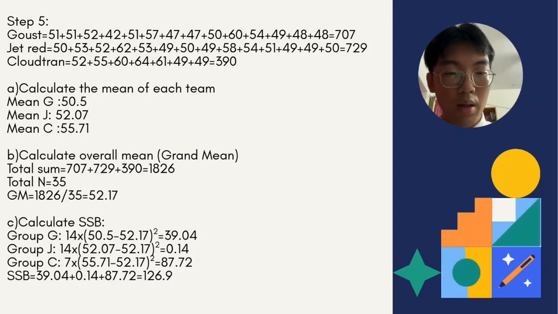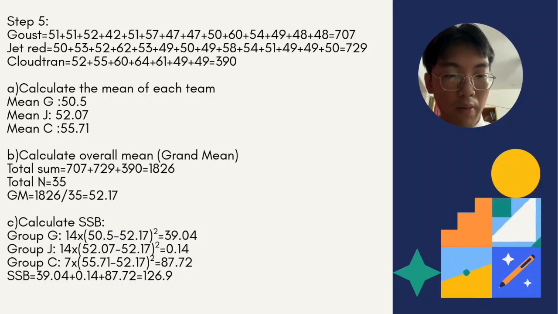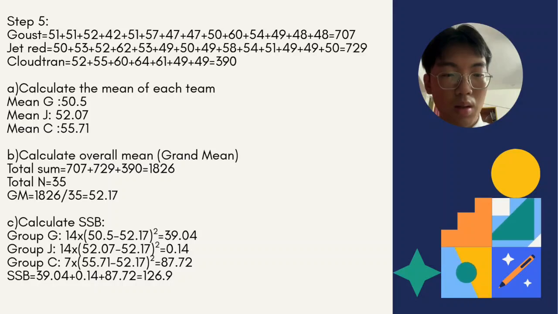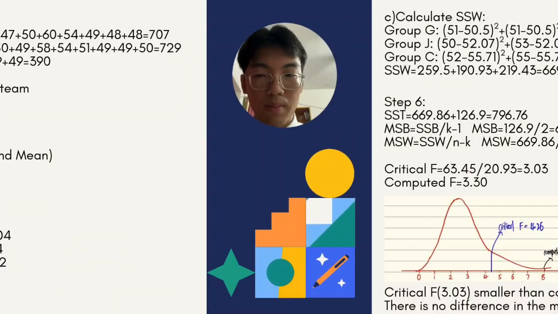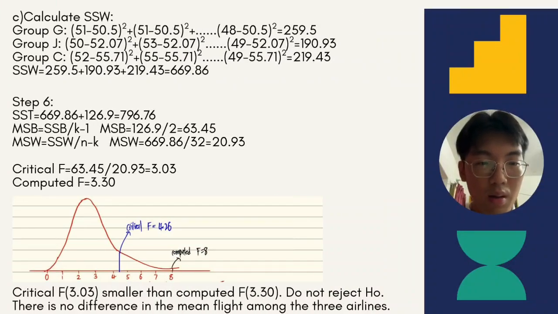After that, we need to calculate the SSB. So like the example for group G, we need to use the 10 times the 50.5 minus 52.17, and we need to square this, so we can find it. The answer is 39.04. So this is the same way we need to use in the group J and group C. So finally, we compute that the SSB is equal to 1026.9.